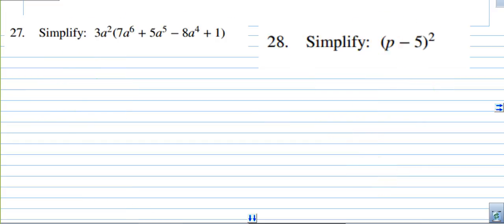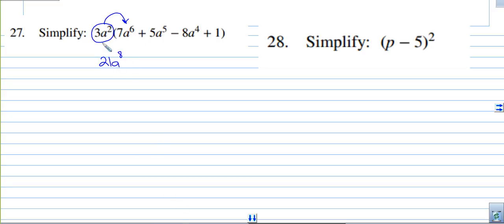Question 27. If you look, we have a big parentheses, and there's a monomial on the outside. This is a monomial times a 4-term polynomial. Okay, 1, 2, 3, 4. We'll distribute. 3 times 7 is 21. A squared times a to the 6th. When you multiply like bases or variables, you'll add their exponents. So 2 plus 6 is 8.